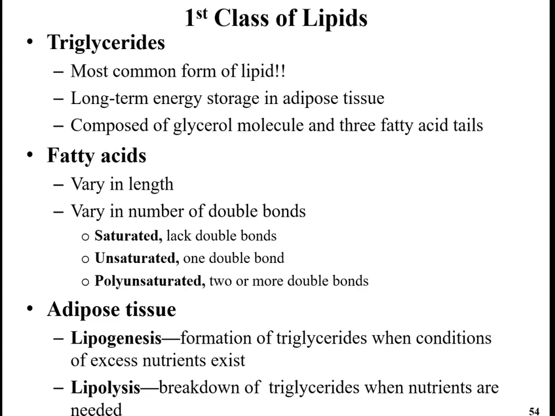In adipose tissue, we'll talk about lipogenesis, which is the formation of triglycerides when conditions of excess nutrients exist. So you have too many nutrients and you need to store them for later so you don't lose the energy in those nutrients. Lipogenesis, so the formation of triglycerides, is what will happen. On the other hand, let's say that you are starving and you need nutrients. Well, you need to break down those triglycerides, and that's known as lipolysis.